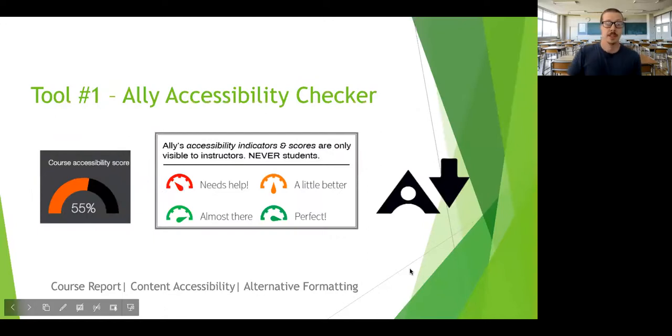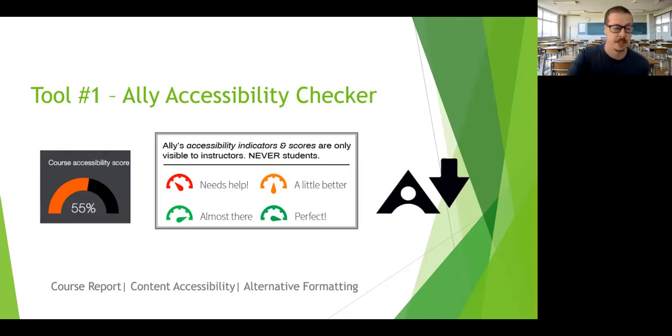So let's jump right in. Let's talk about the tools that are going to help us ensure that our courses are accessible. Tool number one is called Ally Accessibility Checker. And you see some images on this slide that you probably already seen on Canvas. So I hope to demystify what these symbols and signs are all about, and also show you how you can make it part of your everyday practice when you are working in your Canvas courses.